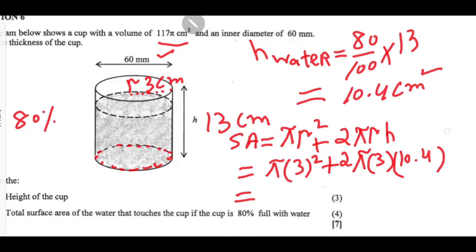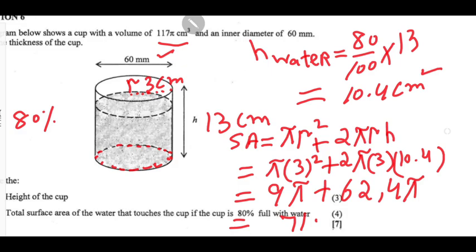So I'm going to use my calculator to solve this question. This is going to be 9 pi plus, this becomes 62,4 pi. So add them together becomes 71,4 pi centimeter square. So this is my final answer for this second question.